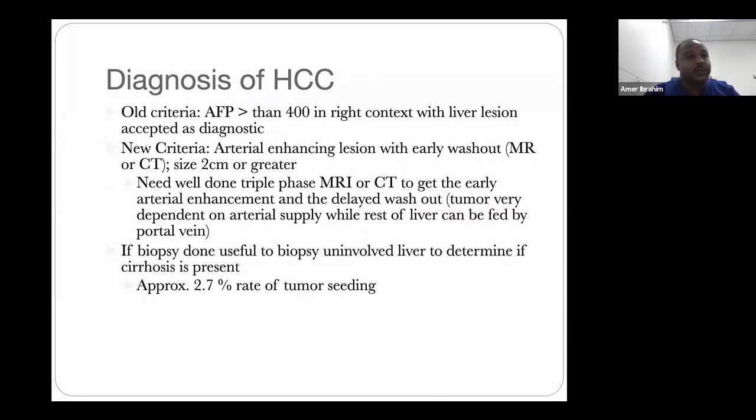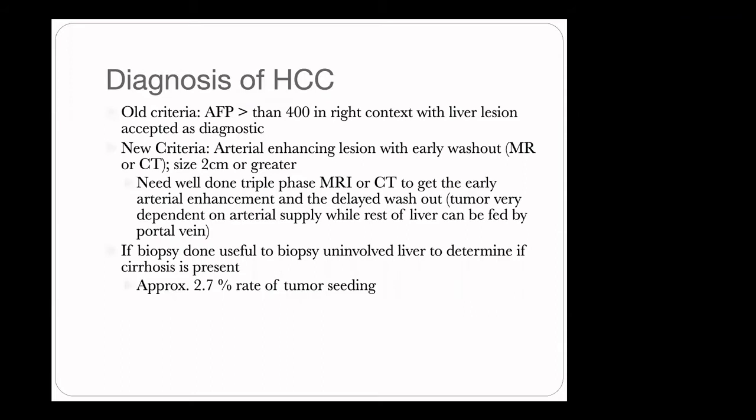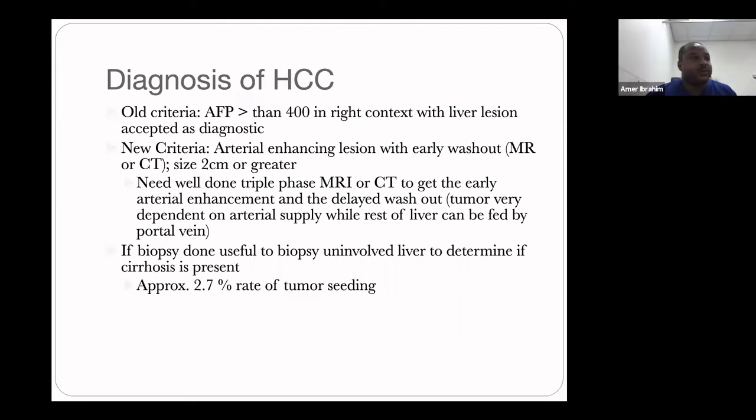So how can we diagnose the HCC? With the old criteria, we needed alpha-fetoprotein of more than 400 in the context of a liver lesion, accepted as diagnostic. But now, no. With the new criteria, we need an arterial enhancing lesion with early washout on MR or CT scan, with a size of at least 2 centimeters in the two modalities, or two modalities plus an increase in alpha-fetoprotein.